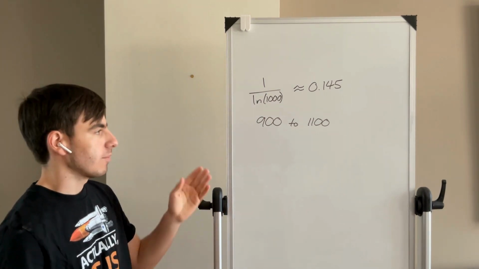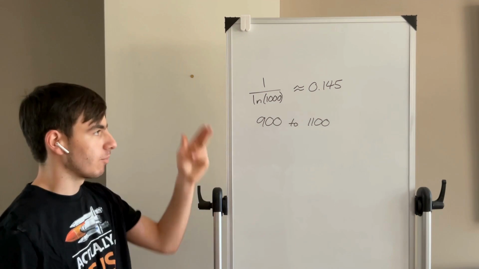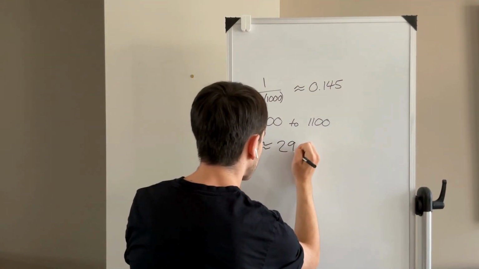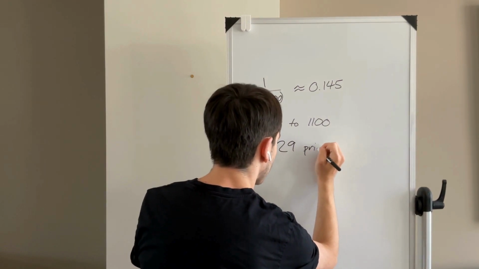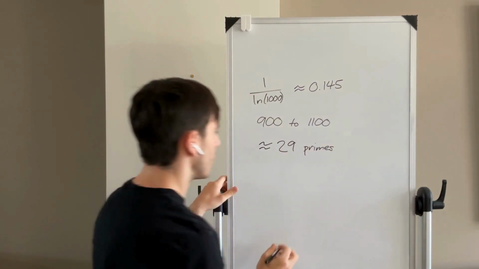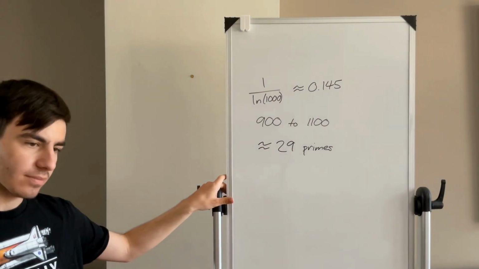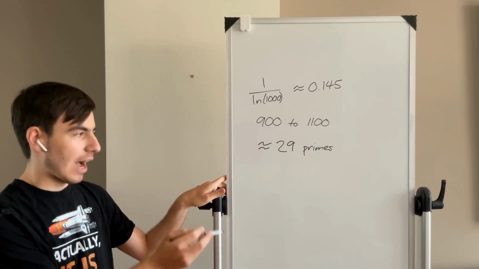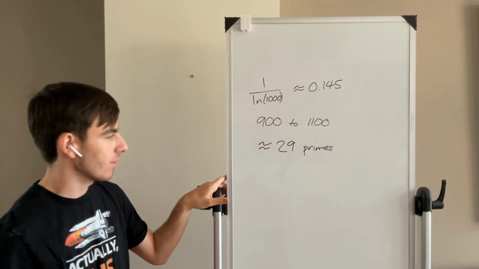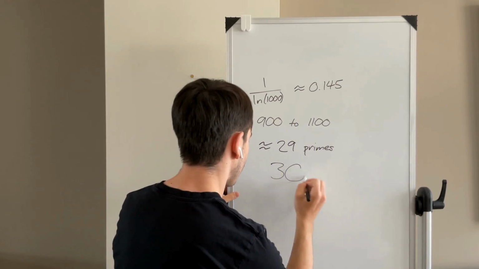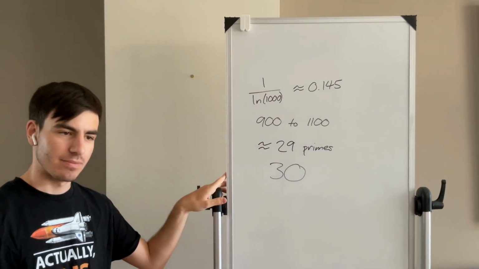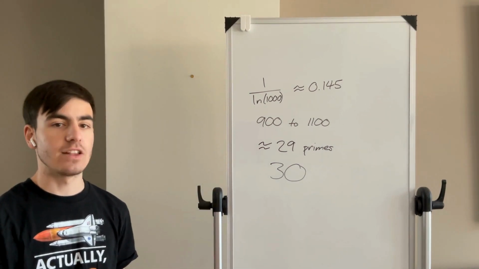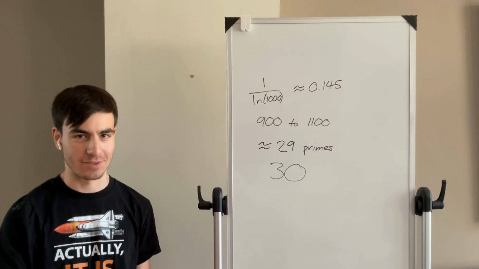So if we multiply the 200 numbers in this range by 14.5%, the answer we get is that there should be about 29 prime numbers from 900 to 1,100. So, how many are there, actually? How many prime numbers are there from 900 to 1,100? The answer is 30. We're very close with this estimate. The prime number theorem is almost startlingly accurate sometimes.